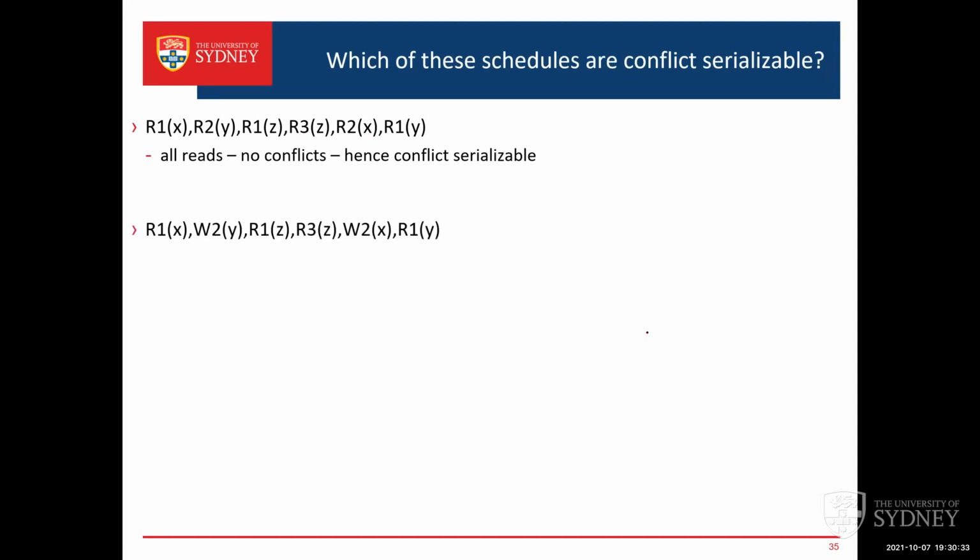Okay, what about this one? Is it conflict serializable? Try to draw the graph, and then answer. That one will help. First, figure out how many conflicting pairs are here. How many conflicting pairs are here in this schedule?